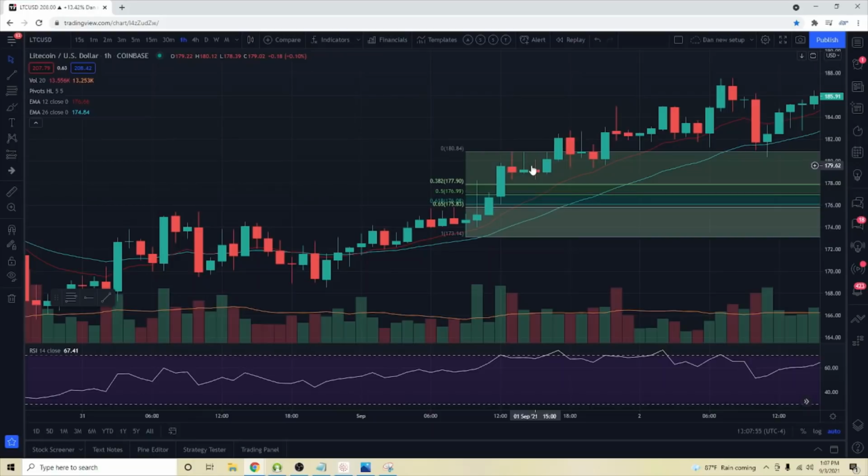There were a lot of other factors as to why I was watching Litecoin for an entry, but it was a very simple statement. If 178.39 support holds, then it's a bull flag. If that level does not hold, I want to stop out and not be in this trade.